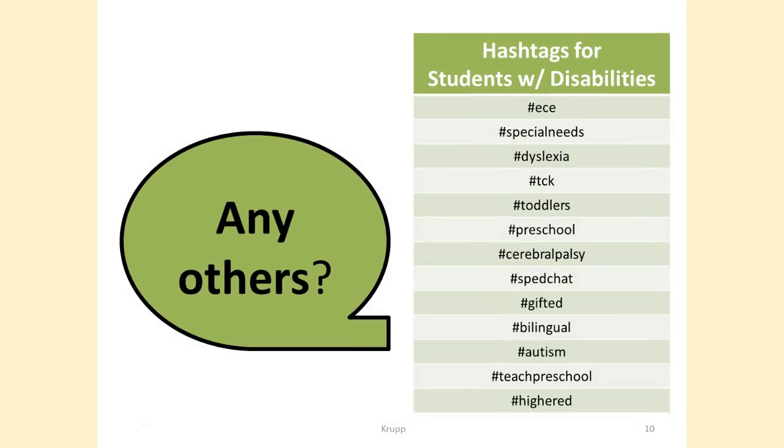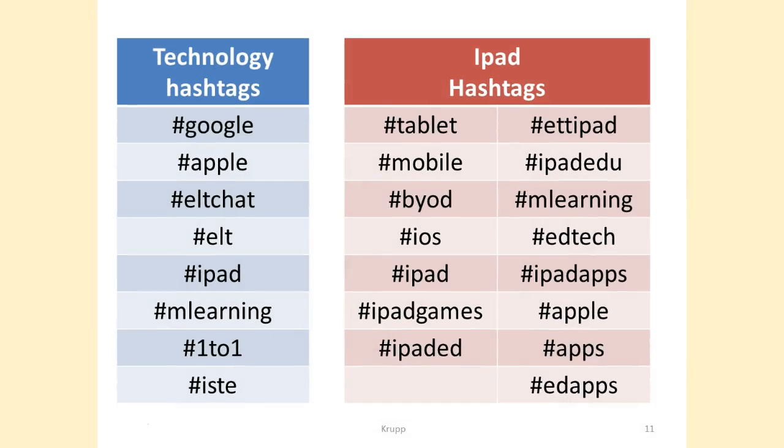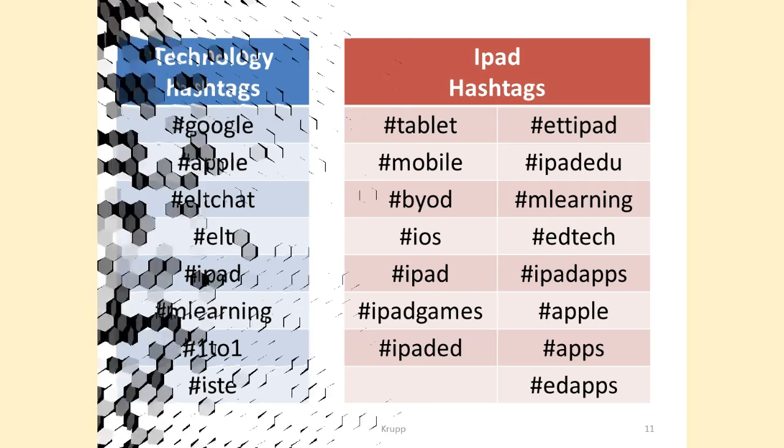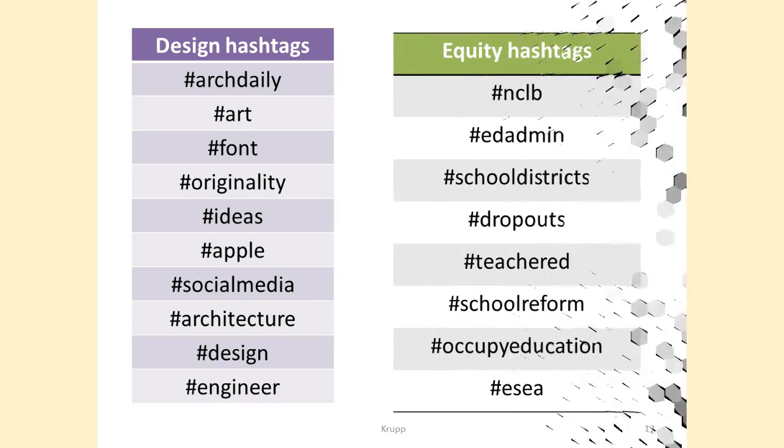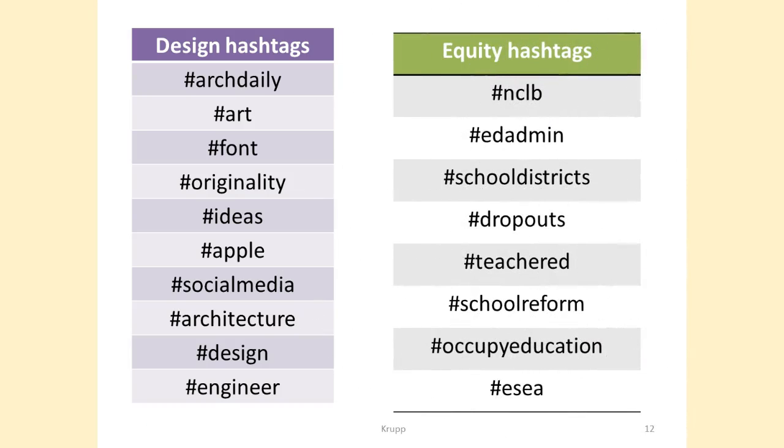If you're interested in learning about special education, there's also other hashtags such as SpedChat, GiftEd, Bilingual, Autism, etc. There's some more technology hashtags of Google, Apple, iPad, etc. And there's also iPad hashtags. So these hashtags really allow you to find tons of information relating to that concept that people post around the world, and then you can either follow a live hashtag that takes place during a certain time around the globe, or you can just kind of jump in and see what's going on.